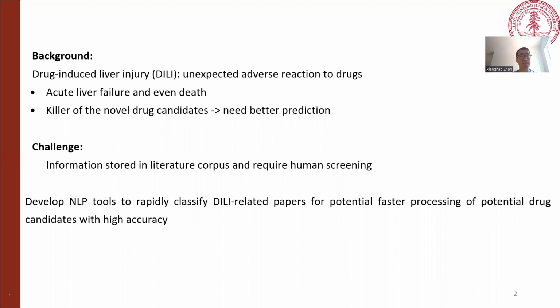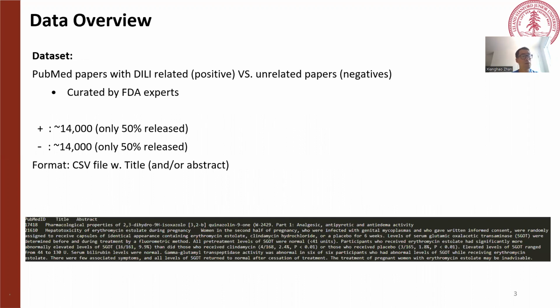So in this study and in this challenge, we are going to use the dataset with the PubMed papers with the DILI-related ones, which we refer to as the positive cases, and also the unrelated papers as negatives. And these datasets have been curated by FDA experts, and what we need to do is build classifiers based on natural language processing techniques and try to predict whether a publication is related to DILI or not based on its title and abstract.